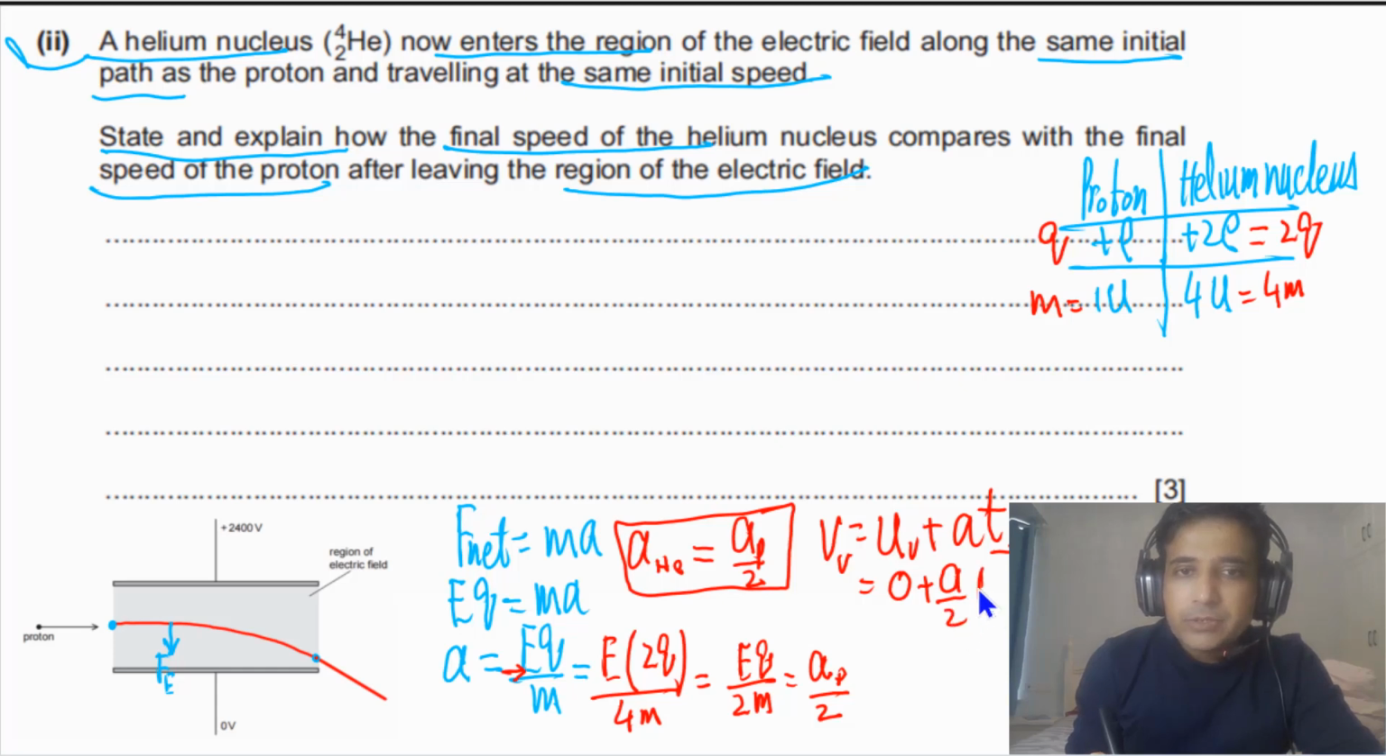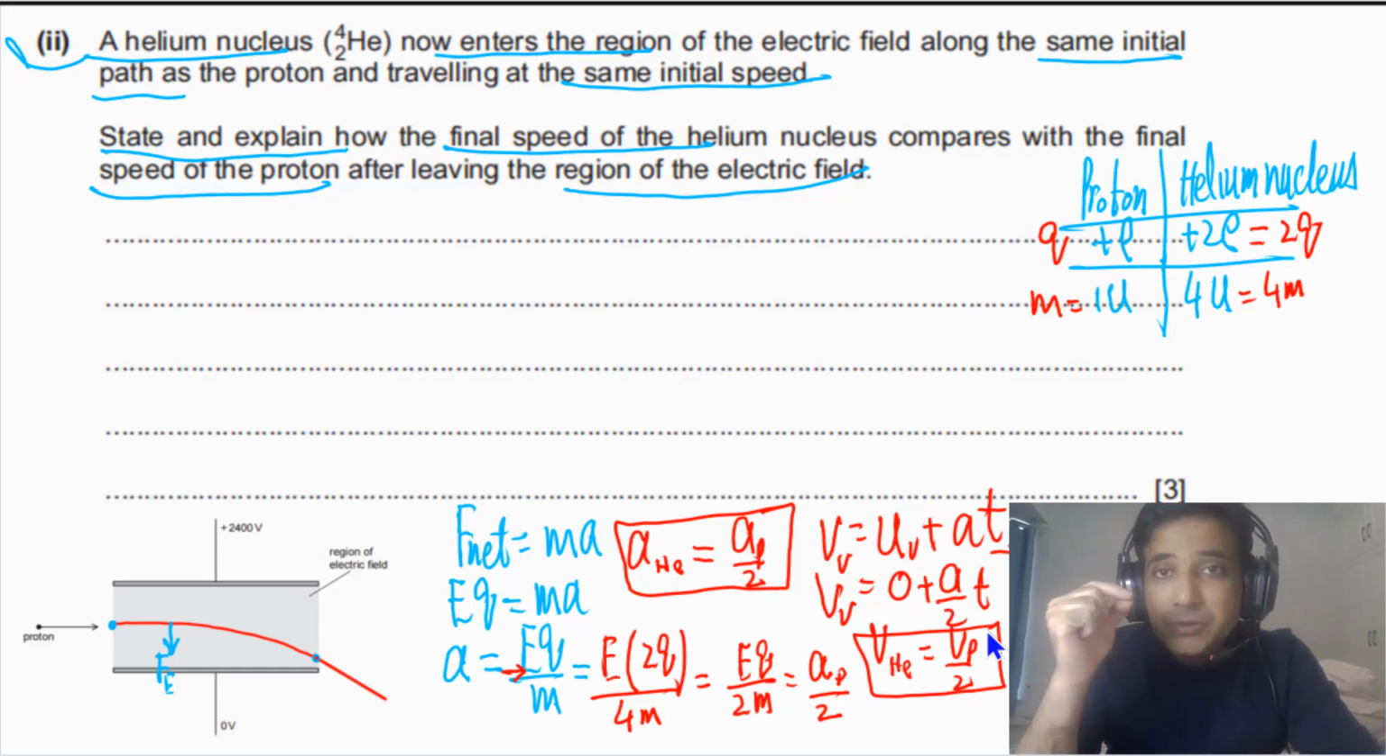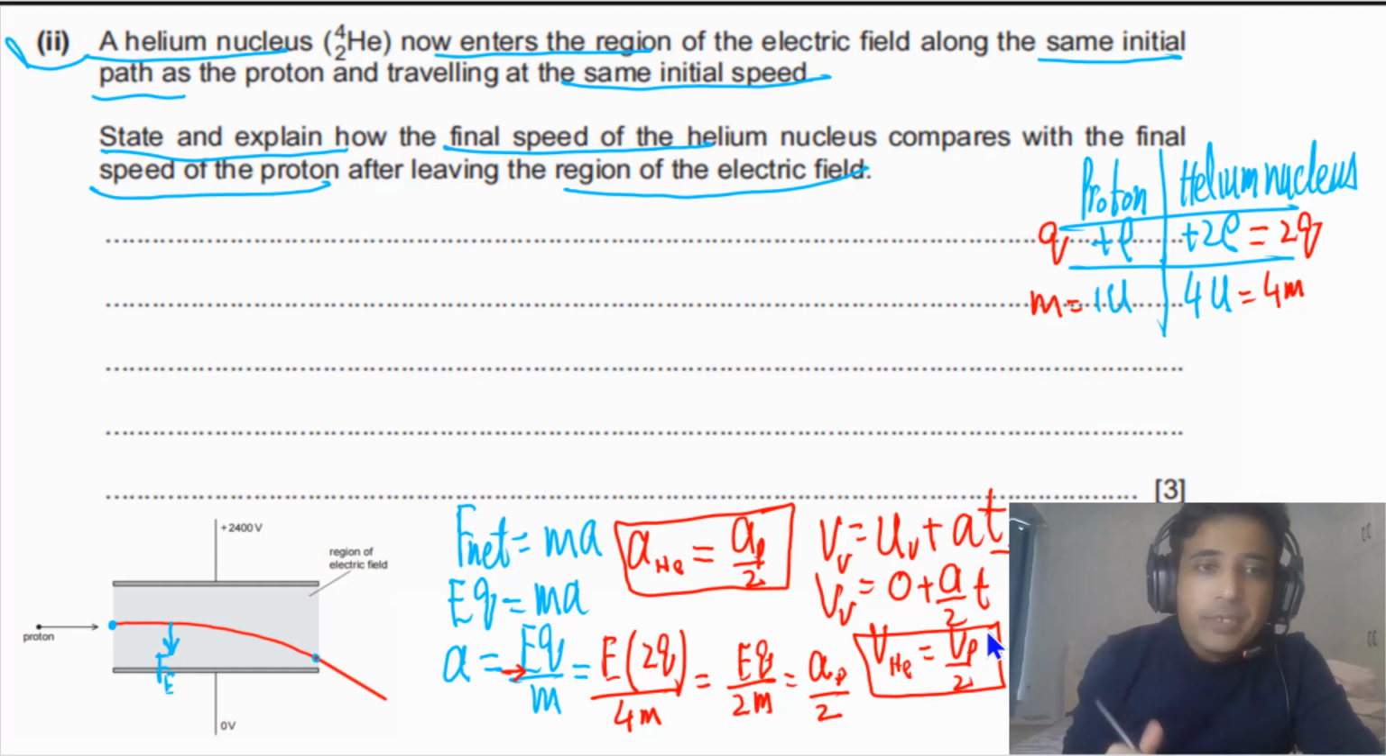And if acceleration is half, it means the speed of the helium nucleus will be half. So the vertical speed of the helium nucleus will be equal to half of the vertical speed of the proton. Simply, the vertical component of velocity of the helium nucleus will be half of the vertical component of velocity of the proton. At this point, the velocity will have two components: one is the horizontal component, they have the same horizontal component, and one is the vertical component.